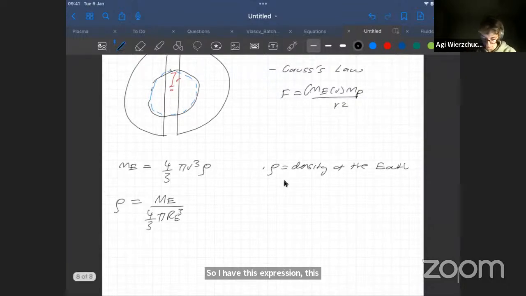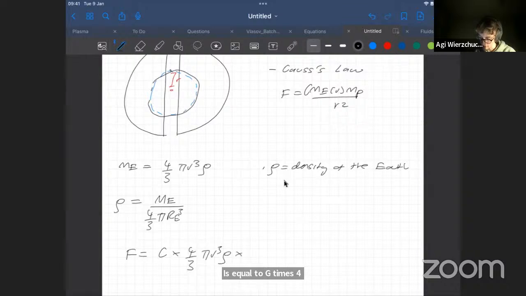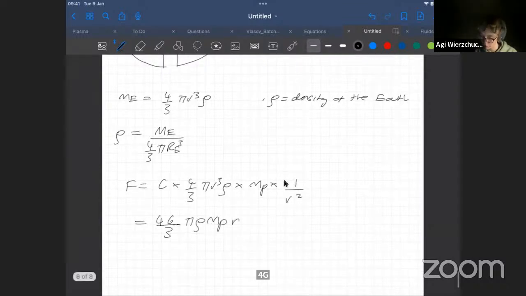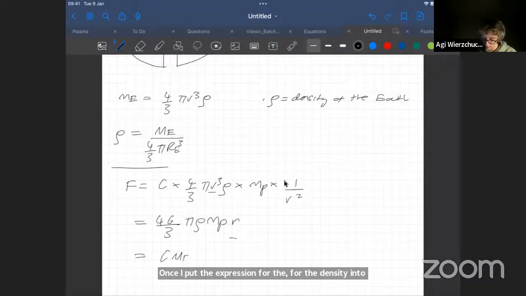So I plug this into my force. I get that the force is equal to G times 4 over 3 pi r cubed times the density times M_P times 1 over r squared. So let's tidy this up. The force is equal to 4G over 3 pi times rho times M_P times just r, because here I have an r cubed and here I have 1 over r squared. Let me put in the expression for the density to make the whole expression look a bit nicer. Once I put the expression for the density into my formula, I get that the force is equal to G M_E M_P r over R_E cubed.